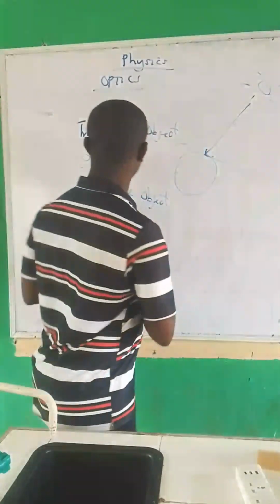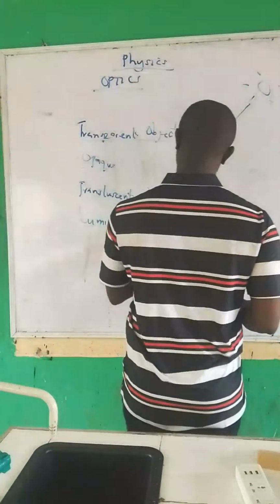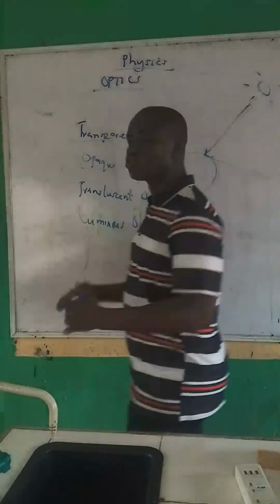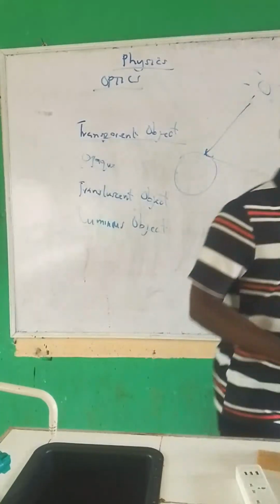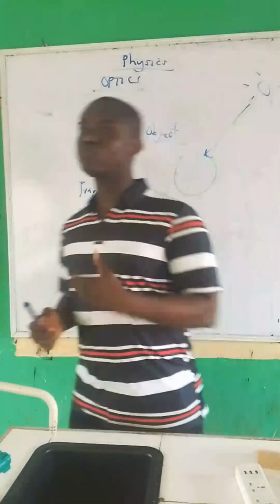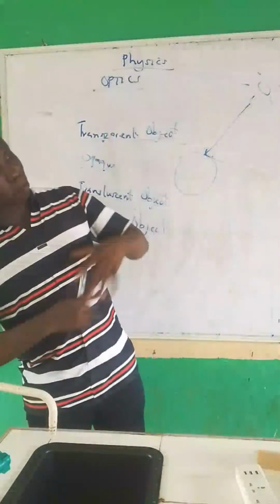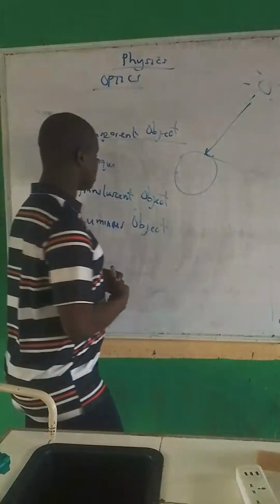Then we have what are called luminous objects. Luminous objects are objects that can produce light on their own. An example of a luminous object is the sun, a bulb, fireflies, and so many other things that can produce light on their own. That's what we call luminous objects.